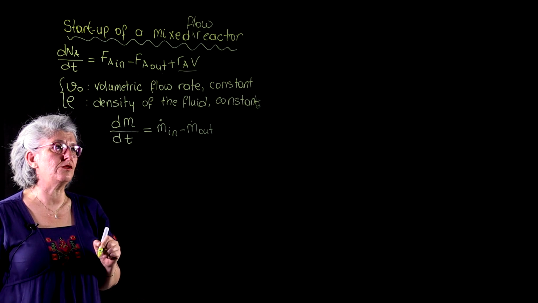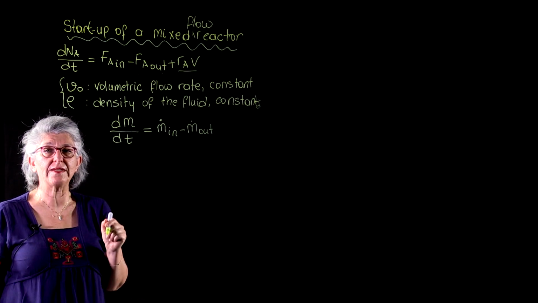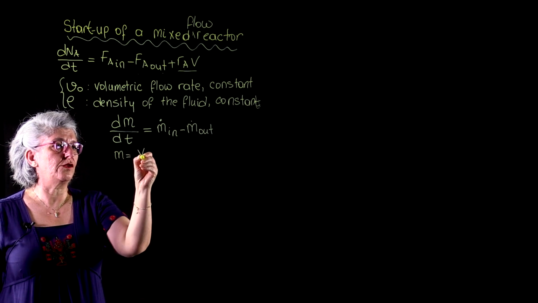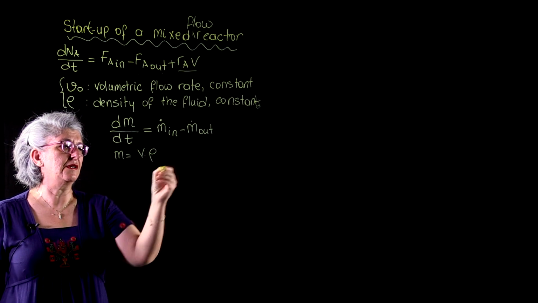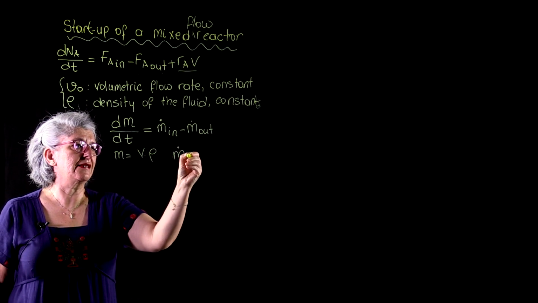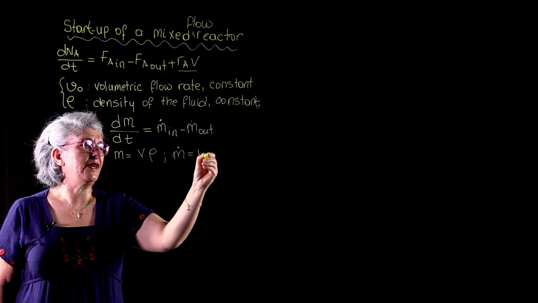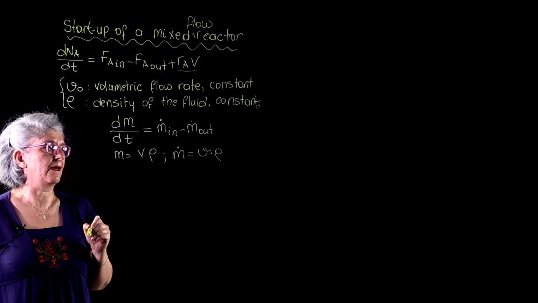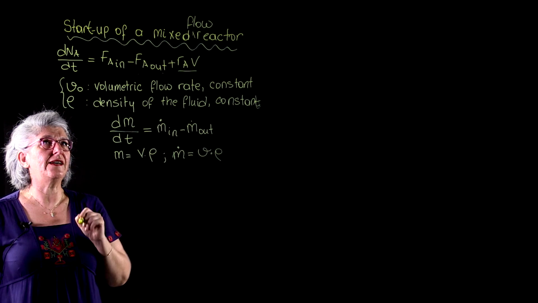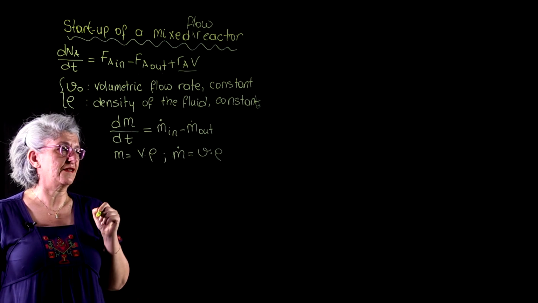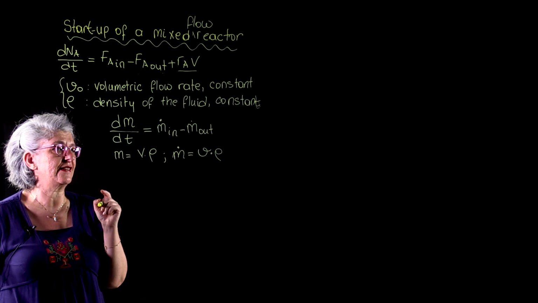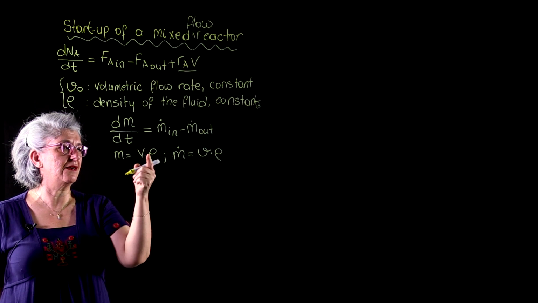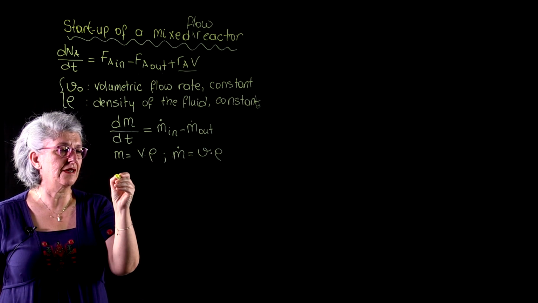I'm going to represent those masses in terms of volumes, volumetric flow rates, and densities. M is the total volume times the density of the fluid, and M dot is the volumetric flow rate times the density of the fluid. And we have identified the densities and the volumetric flow rates as constants. We haven't said anything as such for the total volume. Now let's write our balance equations with constant density assumptions.